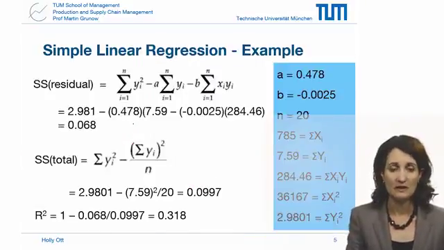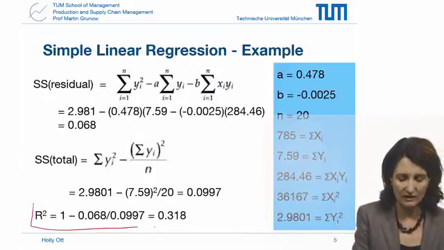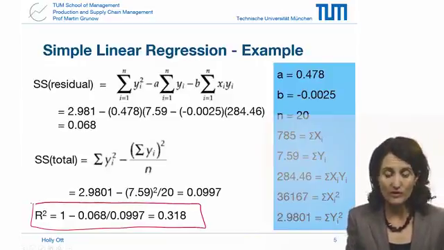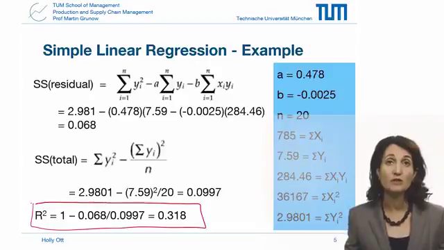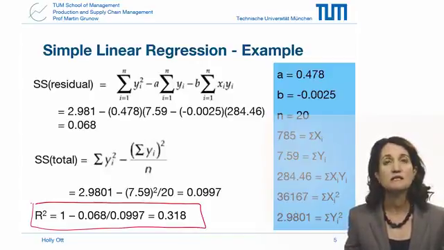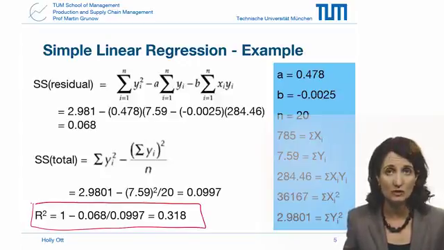Now we also looked at how we could calculate the r squared value to understand that only 31.8% of the variability could be explained by this linear relationship between x and y. So maybe not the best solution. What else can we do? And this then leads us to the idea of multiple linear regression and nonlinear regression.